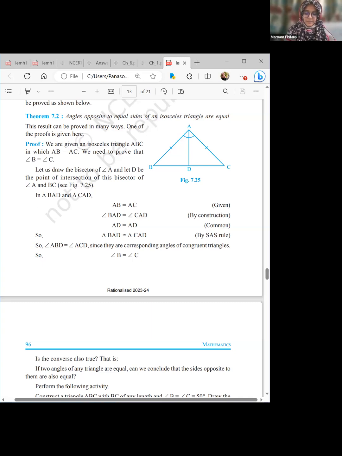Yes, ma'am. So at this stage, we cannot take the help of this angle and this angle because we haven't shown them to be congruent yet.